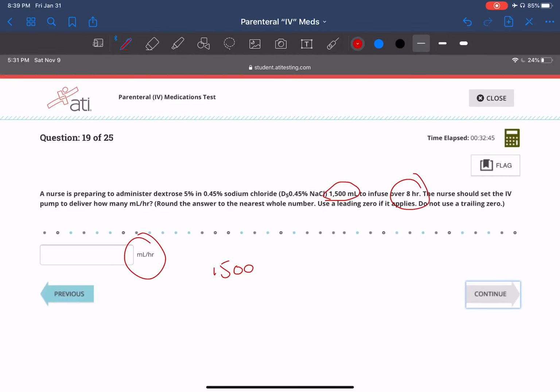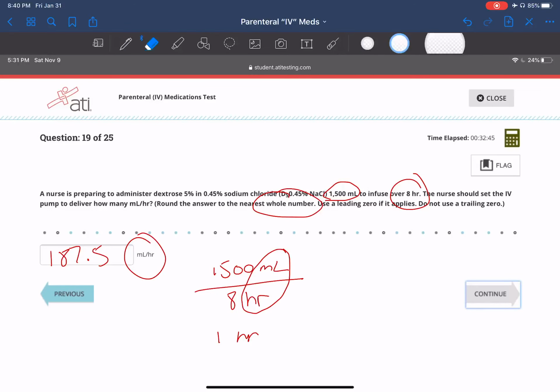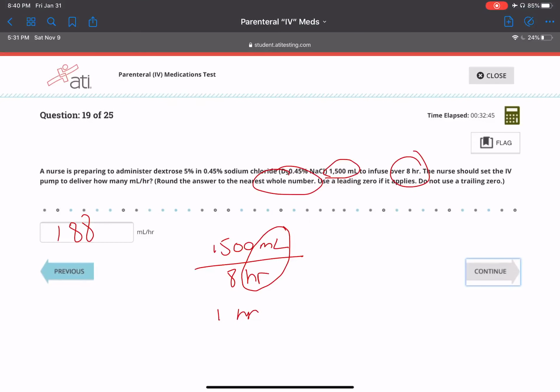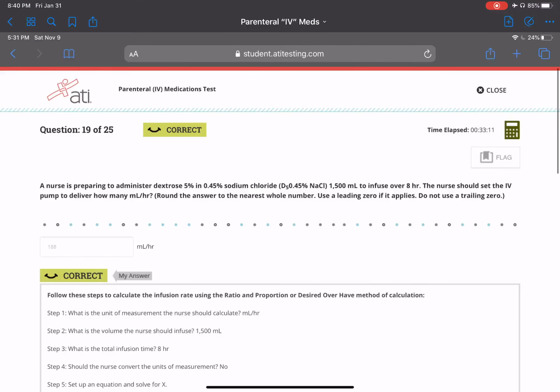So 1,500 ml over 8 hours. And so what you're doing is you're just dividing the 1,500 by 8, because it's already in our ml over hour, but we just need 1 hour instead of 8. So we're just dividing 1,500 by 8. And that is 187.5, but they're asking for in a whole number. So it's going to be 188. Let's see if that's right. And yes, that's the correct answer.